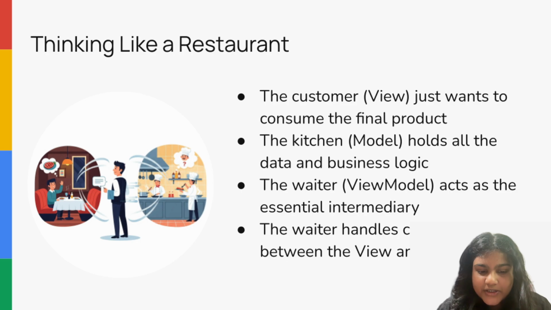This is where the view model, or the waiter, comes in. The waiter is the essential intermediary here. They take the request from the customer, abstract it, and hand it to the kitchen. When the food is ready, the kitchen does not go out to the table. They hand it to the waiter who brings it to the customer. This separation ensures that the kitchen can focus entirely on cooking without worrying about the table etiquette.